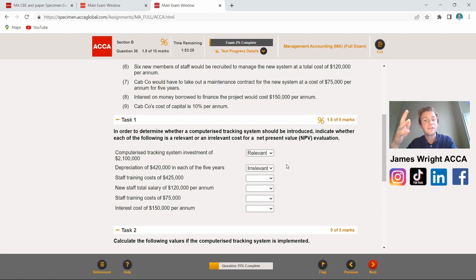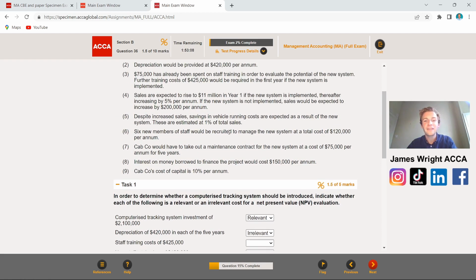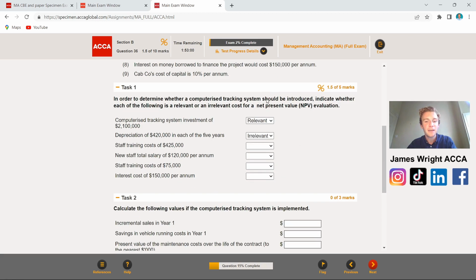It is not a cash flow actual item, so hence is irrelevant for an NPV calculation. Be careful on the staff training costs, as we had some that were a sunk cost before the project started and some that needed to be incurred after the project started. And the $425,000 is up here, so the further training costs of $425,000 would be required in the first year if the system was to be implemented.